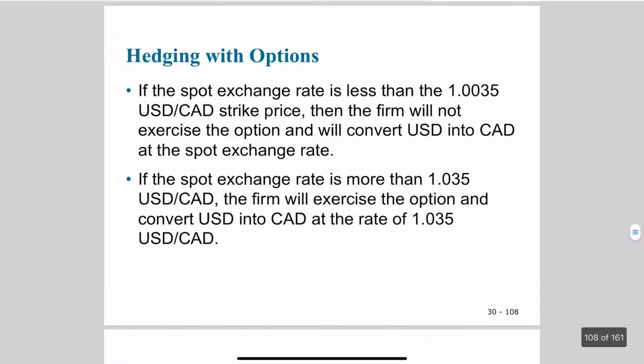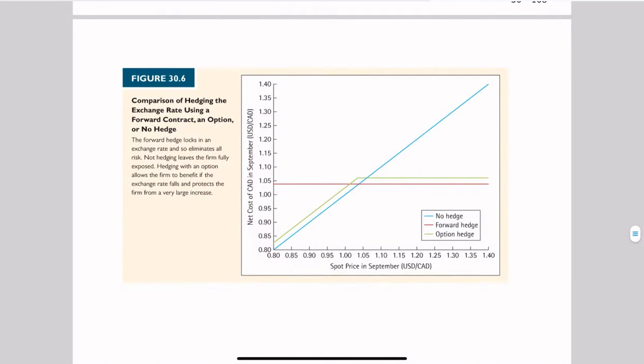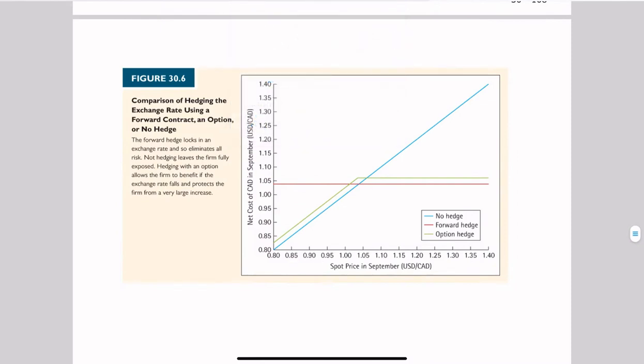Okay, so we can summarize what we have discussed in this picture. So let's compare three cases. So basically, let's first mark the strike price on this picture. Let me use a black color. So this is the strike price, which is 1.035 USD per CAD. So we have three cases. The firm is not hedging, the firm uses a forward contract to hedge, and the third case is the firm uses a call option on Canadian dollars to hedge.